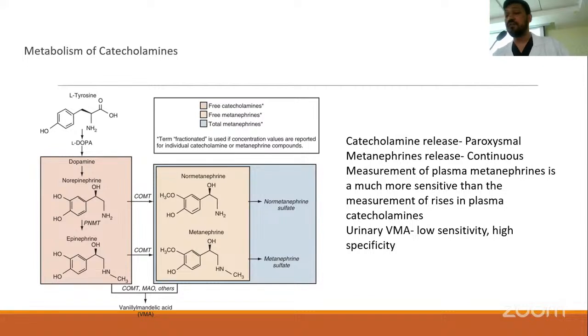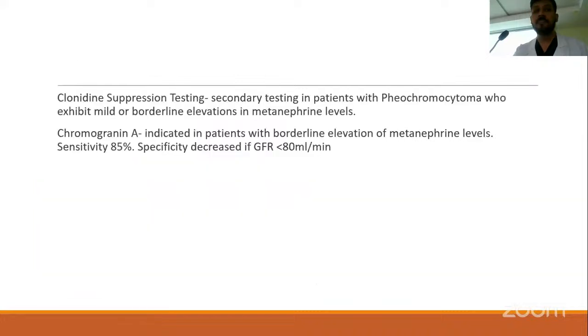Epinephrine and norepinephrine are further converted to metanephrines and normetanephrines with the help of the enzyme COMT, which are further conjugated into sulfates. Catecholamine release is paroxysmal and metanephrine release is continuous. Therefore, testing for metanephrines is more sensitive than measurement of catecholamines. Urinary VMA levels can also be assessed, but they have a low sensitivity.